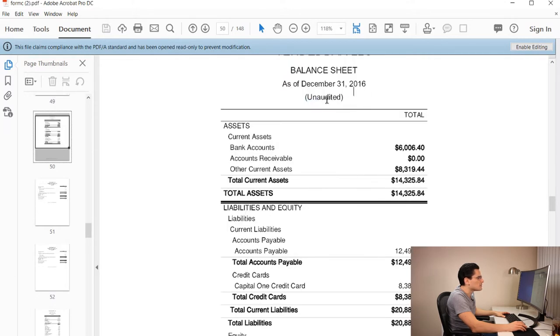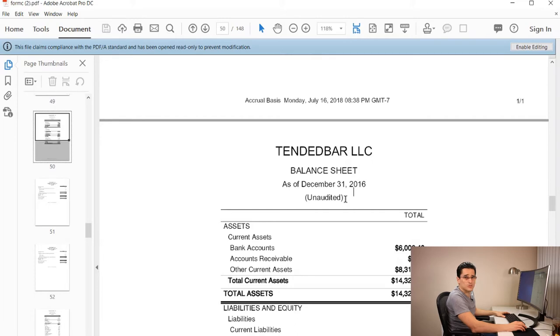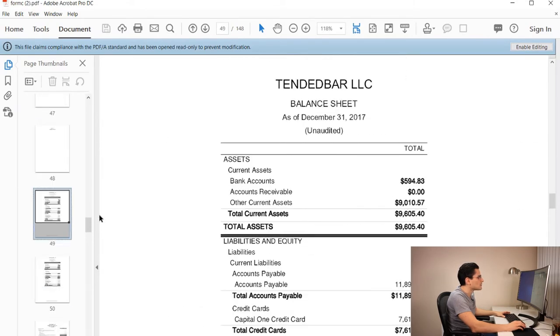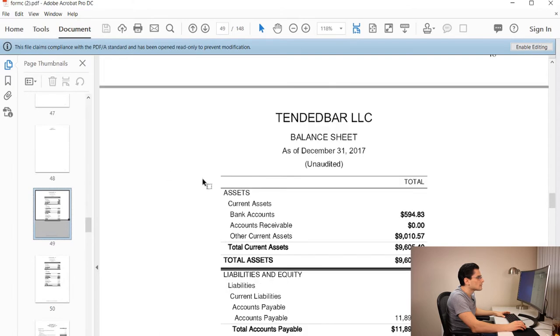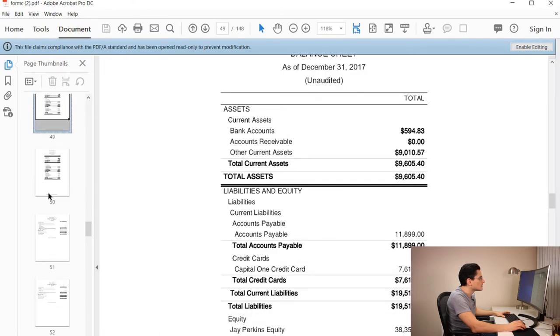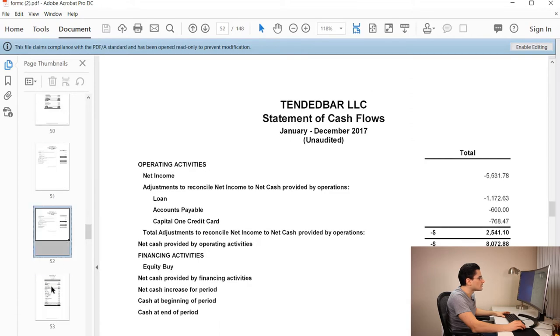Clearly, this was not audited. And now this is as of December 31st, 2016. So we don't even know what happened more recently than that. But where's the income statement? Okay, so this is 2017. Pretty much the same story. Where is the income statement? Or we don't have one.